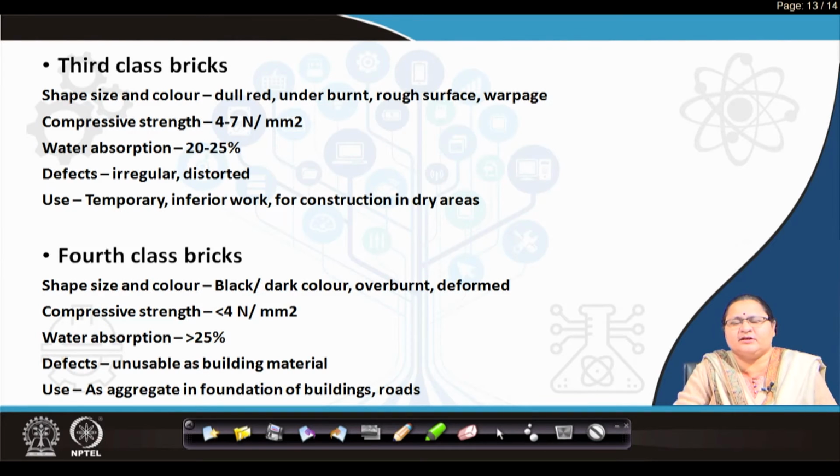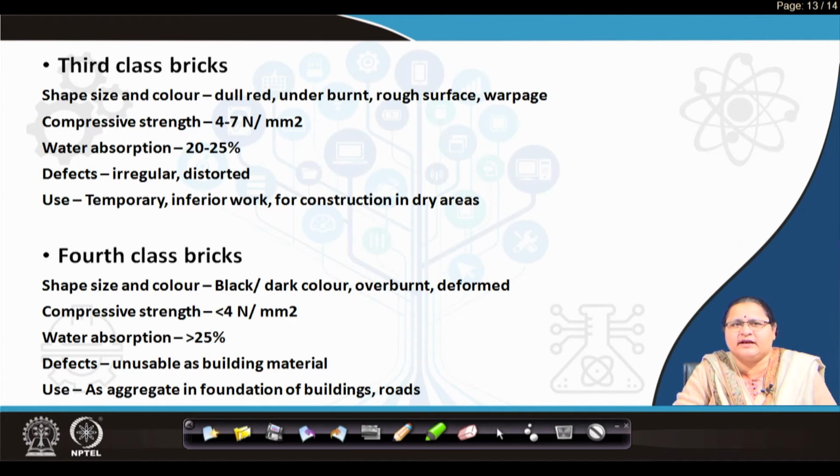Third class brick, you see the color has become dull red, that is because it is underburnt. It may have a rough surface, it may have more silica, more alumina, it has become D-shaped, it may warp, compressive strength has reduced, water absorption has further increased. It may be irregular, distorted, and those are the defects, and these are used for temporary inferior work and for construction in dry areas.